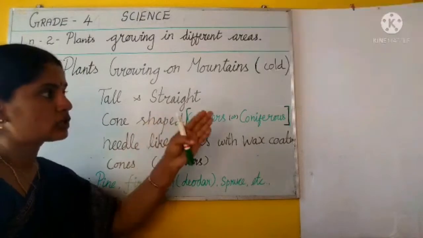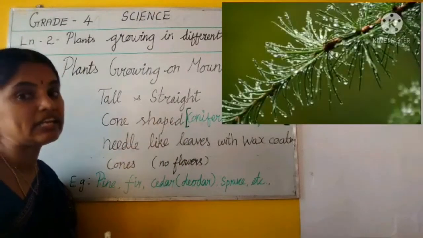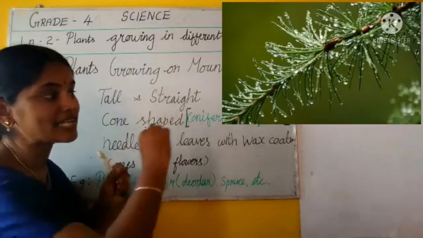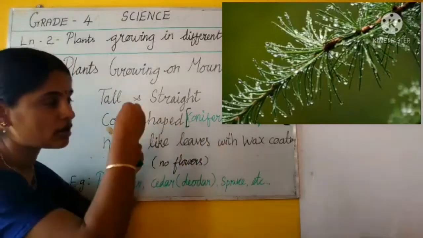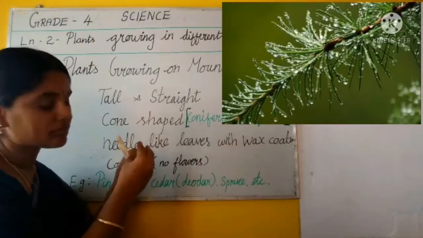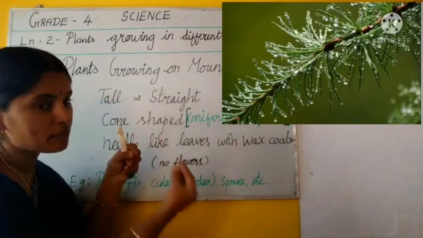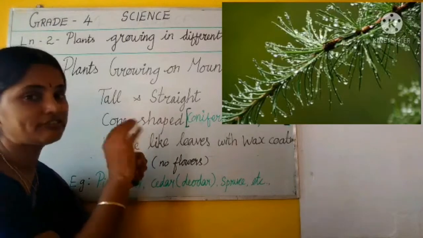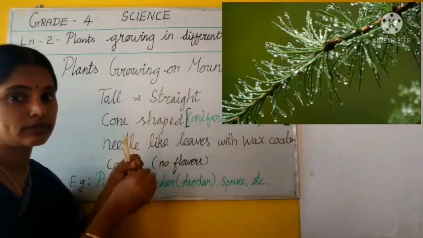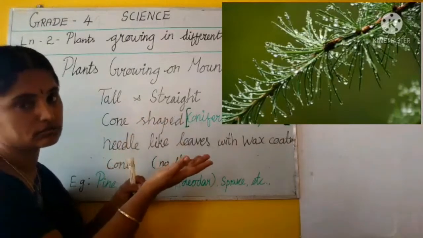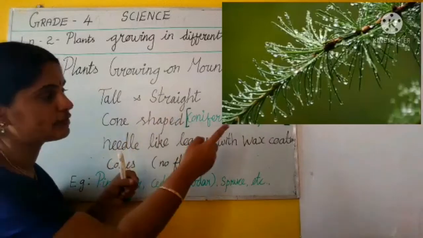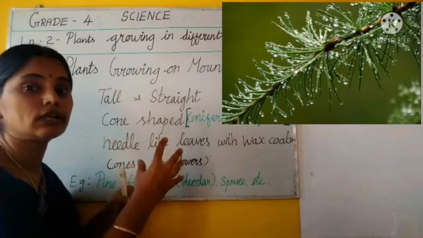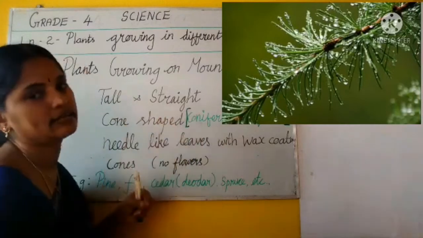Okay. Then look at the needle shaped leaves, waxy coated leaves. If snowfall comes, the snow will slip off very easily from the leaf. It won't stick to the leaf, because it is waxy coated. Look at the picture. It falls off the leaf easily. So, waxy coated, needle-like leaves.